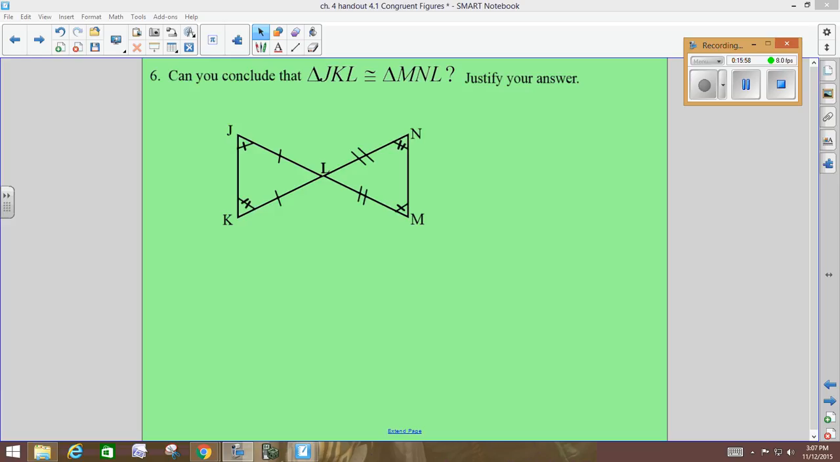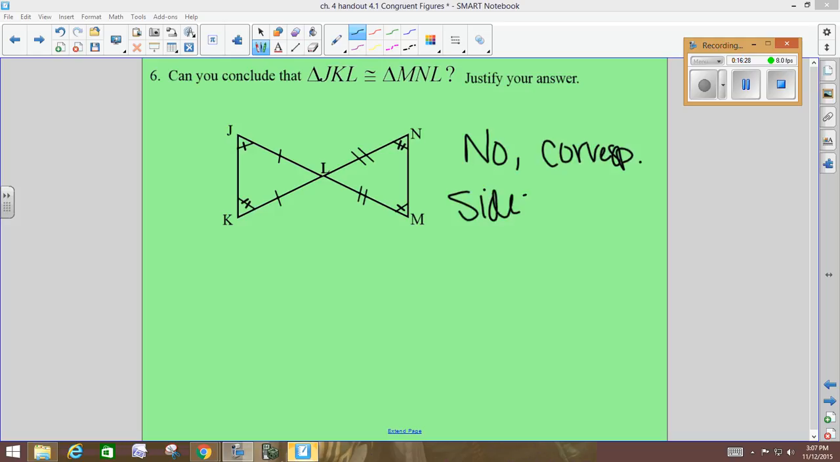Good. If I look at segment KL, because it has a tick mark in it, the tick mark doesn't correspond with any side in the other triangle. It's just corresponding to the same triangle. So since KL isn't congruent to any side over here, triangles can't be congruent because I don't have corresponding sides congruent. There you go. Done. Can you conclude? No. Justify your answer. Corresponding sides are not congruent.